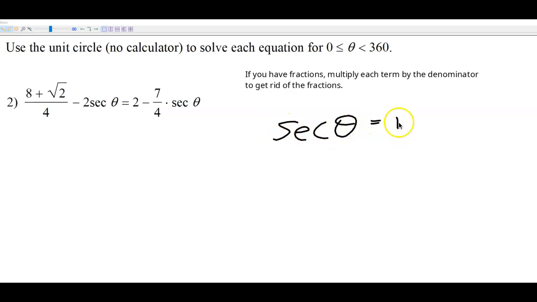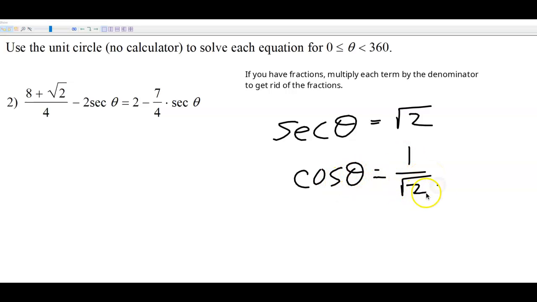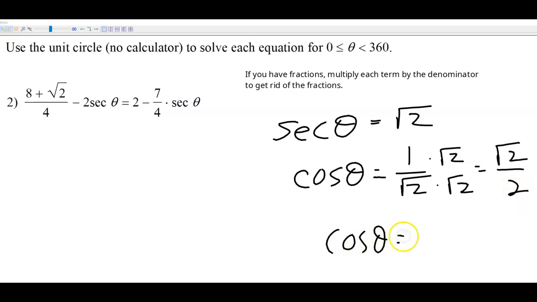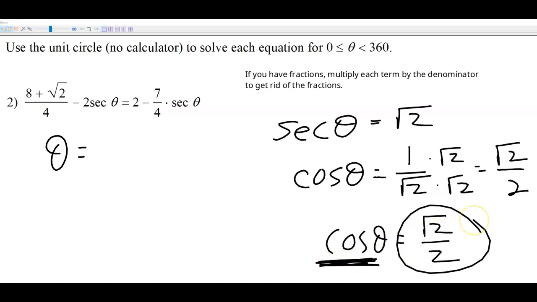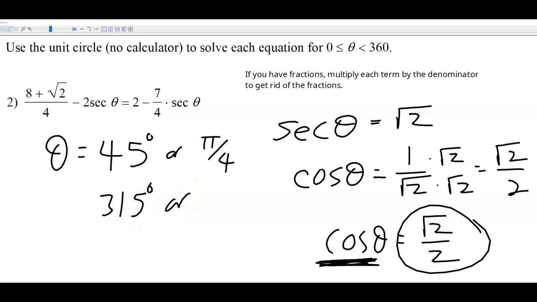So we now have secant theta equals the square root of 2. How did we solve that in the past? Well, we took the reciprocal on both sides, and we rationalized if necessary, which it is in this case. And then from there, we can use our unit circle. So where does cosine of theta equal square root of 2 over 2? There are 2 places. So we're looking for where on the unit circle is our x value equal to radical 2 over 2. What angles does that happen at? They happen at 45 degrees, or if you want to say pi over 4, that's fine for radians. And it also happens at 315 degrees, or if you want to say 7 pi over 4, that's fine as well. Okay, so there it is.